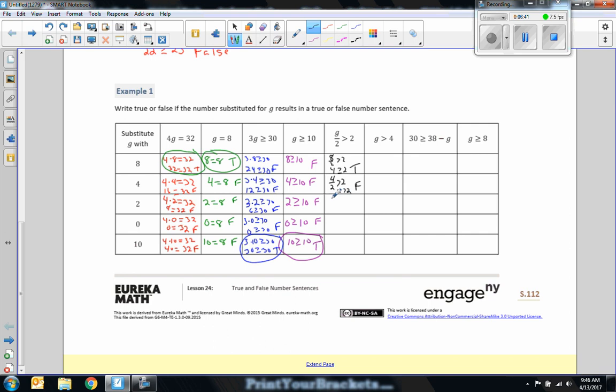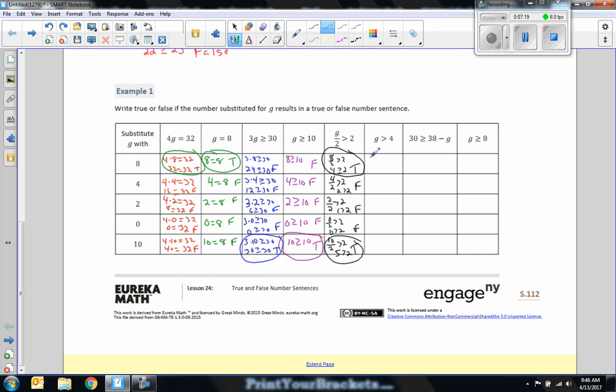Now I plug in 2. 2 over 2 greater than 2. Well, 2 over 2 is 1. 1 is not greater than 2, so that is false. 0 divided by 2 is greater than 2. 0 greater than 2 is false. And if I plug in 10 for G, I get 10 halves is greater than 2, which reduces to 5 is greater than 2. That is true. So this one had 2 true statements.